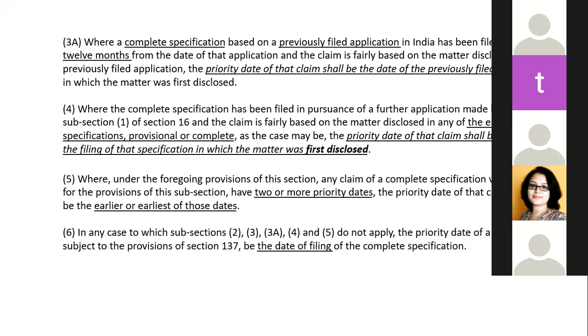Now, in any case to which subsections 2 and 3 above do not apply, the priority date of the claim shall, subject to the provision of section 137, that is the international filing date, be the date of filing of the complete specification. That is, we will consider the international filing date.